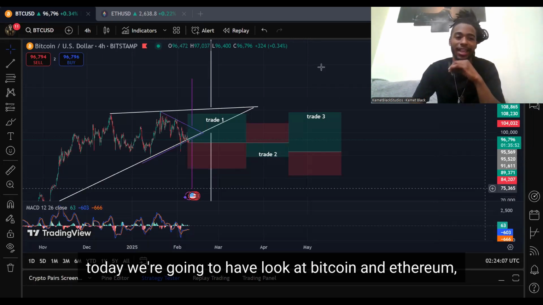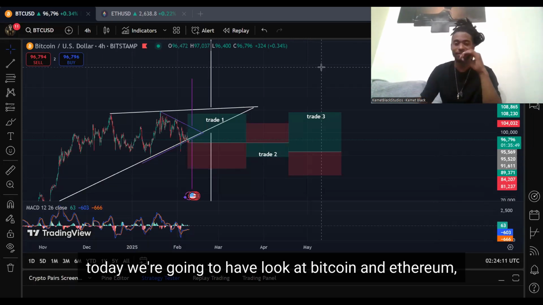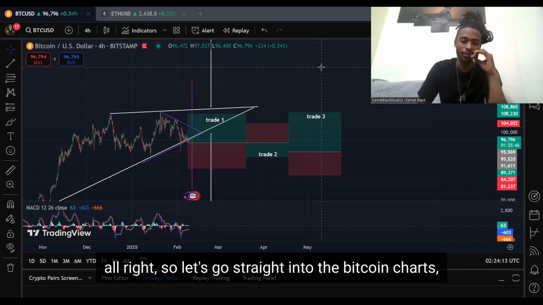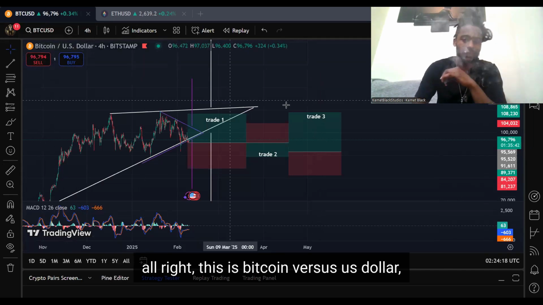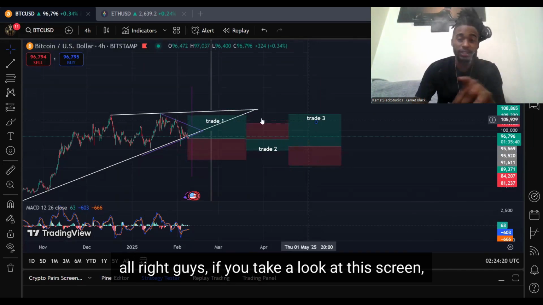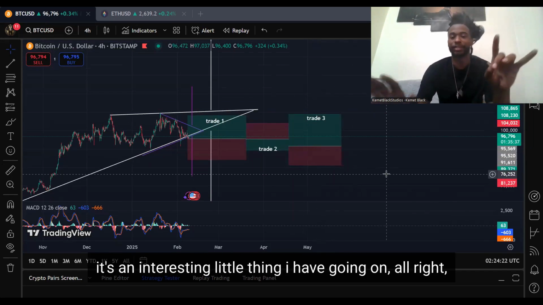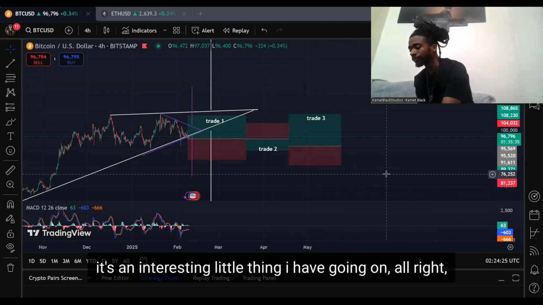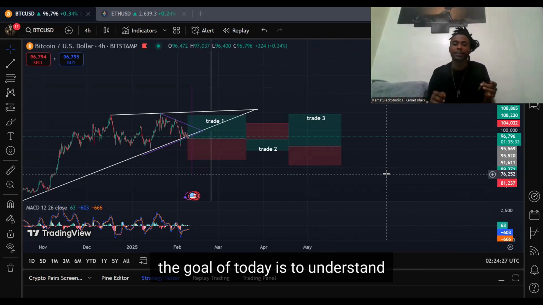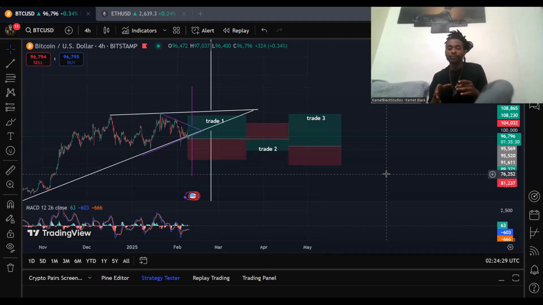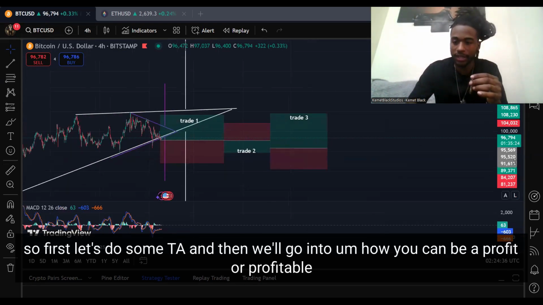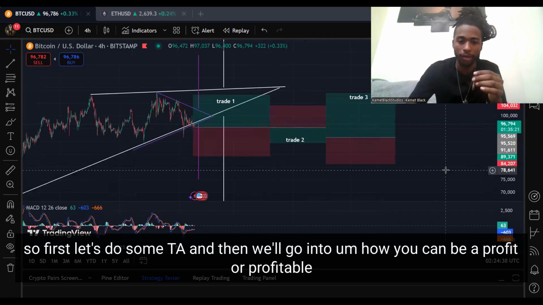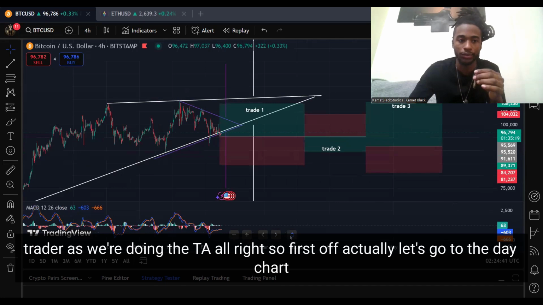Today we're going to have a look at Bitcoin and Ethereum. So let's go straight into the Bitcoin charts. This is Bitcoin versus US dollar. If you take a look at this screen, it's an interesting little thing I have going on. The goal of today is to understand how to be a profitable trader, and I'm going to show you. First let's do some TA, and then we'll go into how you can be a profitable trader as we're doing the TA.